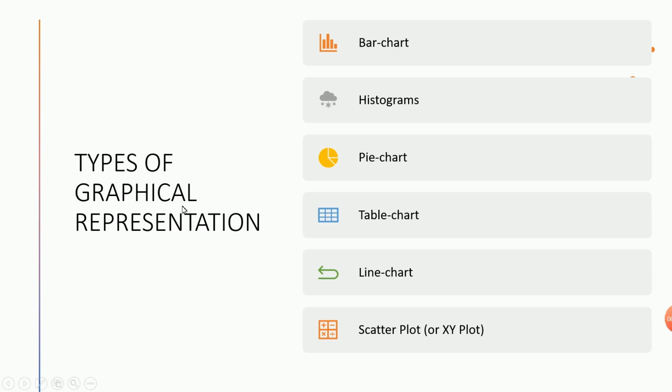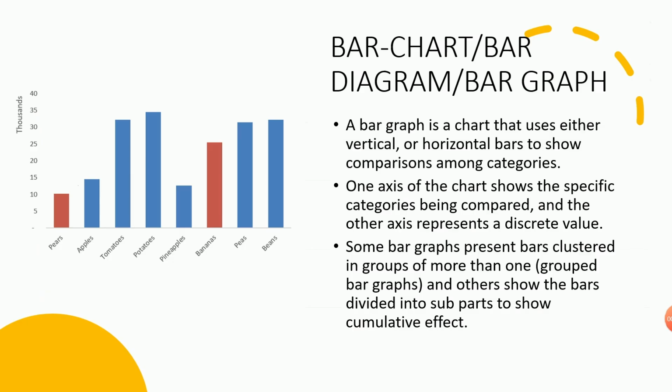So, types of graphical representation. In our syllabus, I think only these 5 are there. I have added one more thing. So first is bar chart, then histograms, pie chart, table chart, line chart, and then scatter plot. So we will see what is what in the upcoming slides.